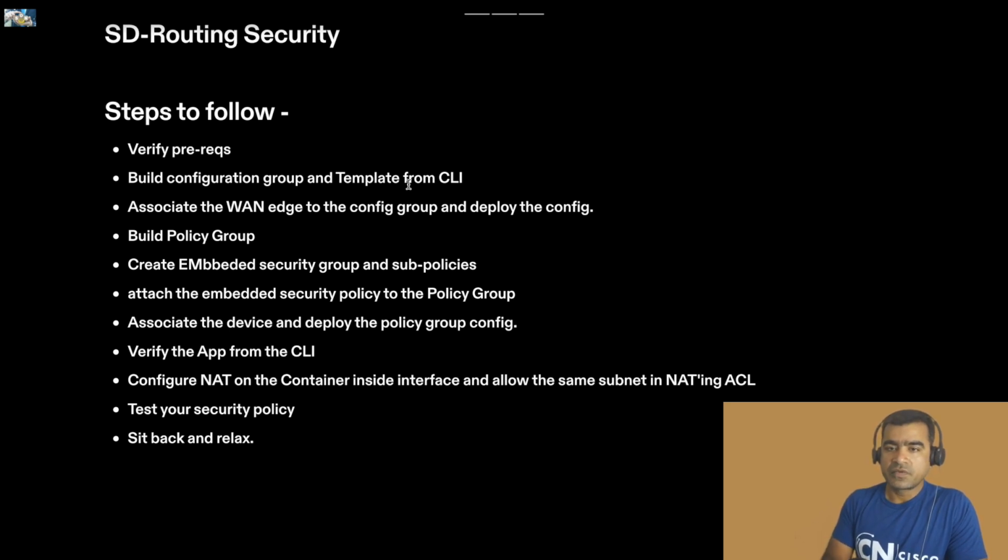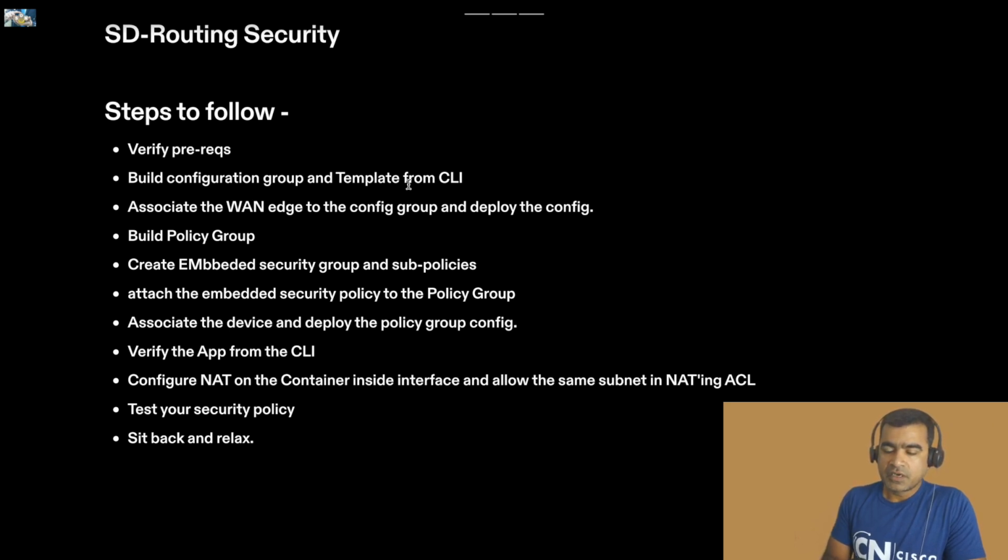Once that is done, we will move into security, build your policy group, and then create an embedded security group. Within the embedded security group, we are going to define sub-policies, like what my URL filtering looks like, what my AMP cloud destination is, what I'm planning to send to AMP, and what the IDS and IPS will look like. All of those will be defined as sub-policies. Then you have to attach this embedded security group back to the policy group, and the policy group is where you associate your device, and then you deploy the configuration.